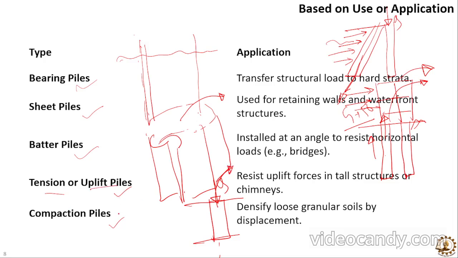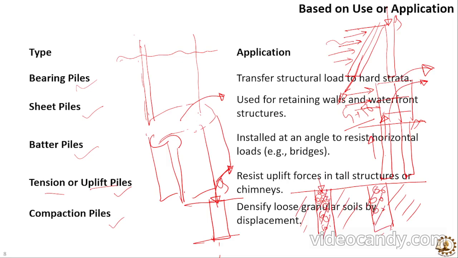Now, compaction piles basically densify loose granular soil by displacement. Suppose I have a whole ground here, and I create a few hollow spaces. Suppose these are filled with granular material, and here clay is present. So we have gravel and sand like this, and we provide vibration so that the sand grains or the gravel grains compact in a very dense manner. These are known as compaction piles. In that case, we are not using any kind of material like timber or concrete. We are generally compacting the soil, and we are creating a zone where the strength of the soil will be higher. These are known as compaction piles.